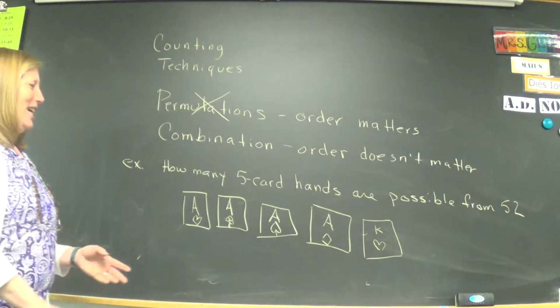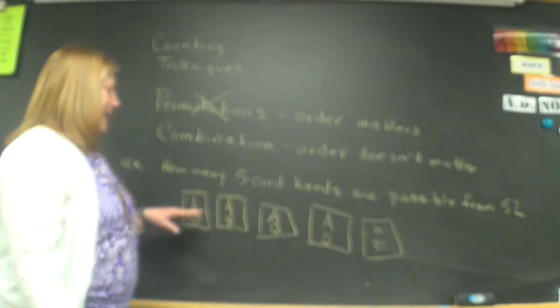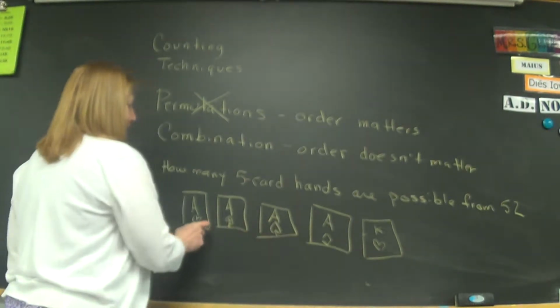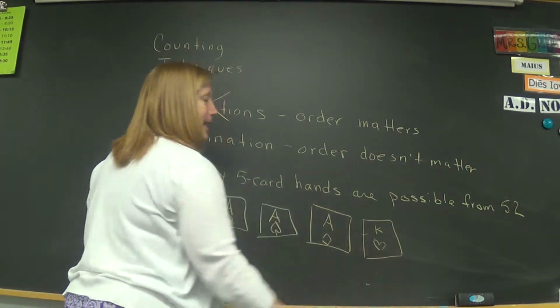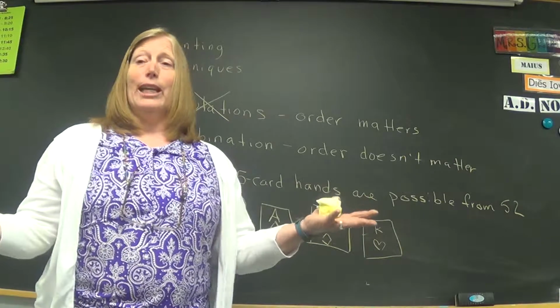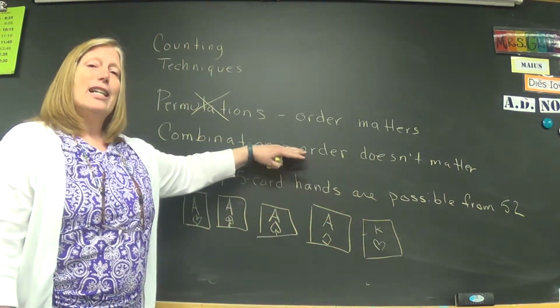All right, suppose I handed out the cards in a random fashion and you got these 5. Is this the same hand for you if you got the ace of diamonds first, then the ace of hearts, the clubs, the spades, and then the king? Do you see it's the same hand no matter what order you get them in? So therefore, order doesn't matter. So this is a combination.